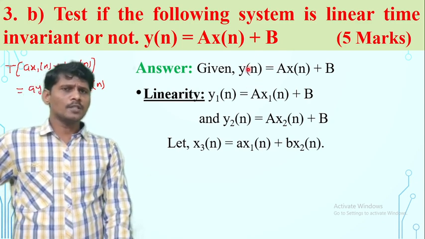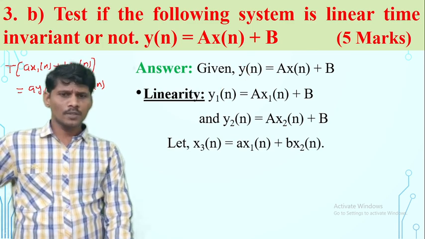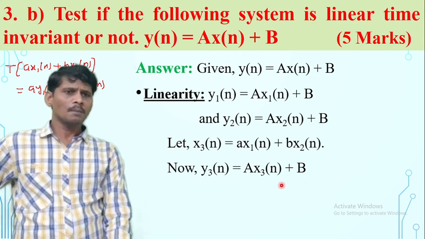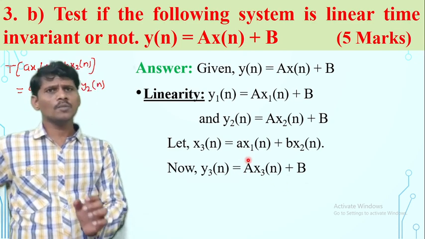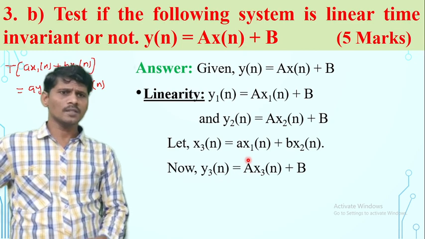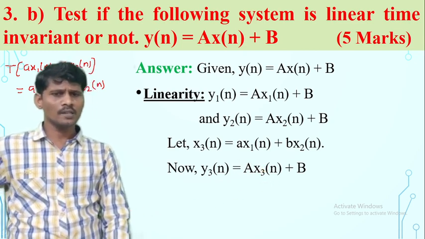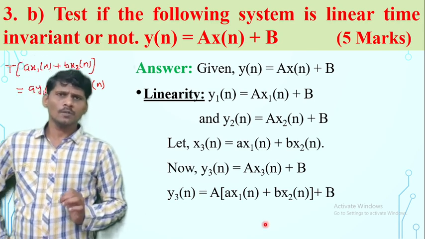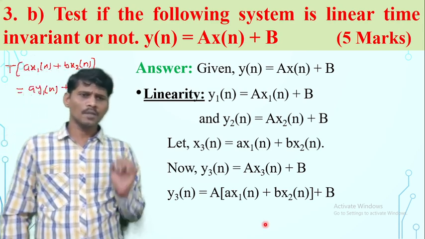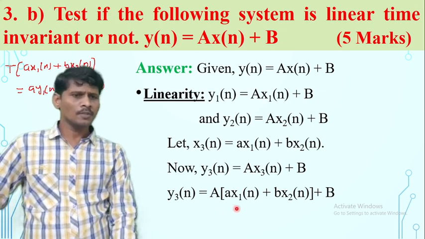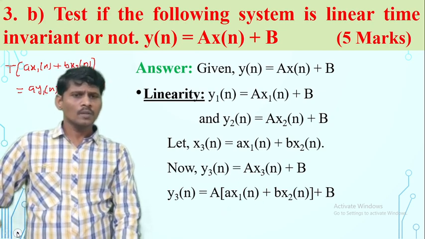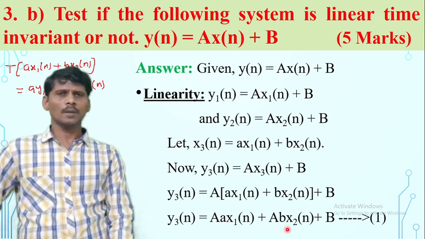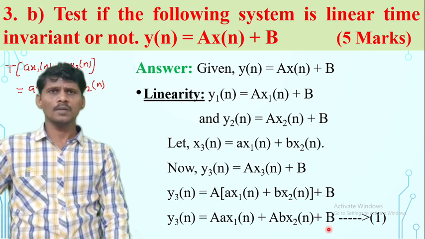And this is the input equation. Similarly, the third system output is y3 of n is equal to A x3 of n plus capital B. But x3 of n is the linear combination of two input sequences. Substituting the x3 of n value, y3 of n is equal to capital A into (small a x1 of n plus small b x2 of n) plus capital B. Multiplying capital A within the bracket term, we get y3 of n is equal to capital A small a x1 of n plus capital A small b x2 of n plus capital B.